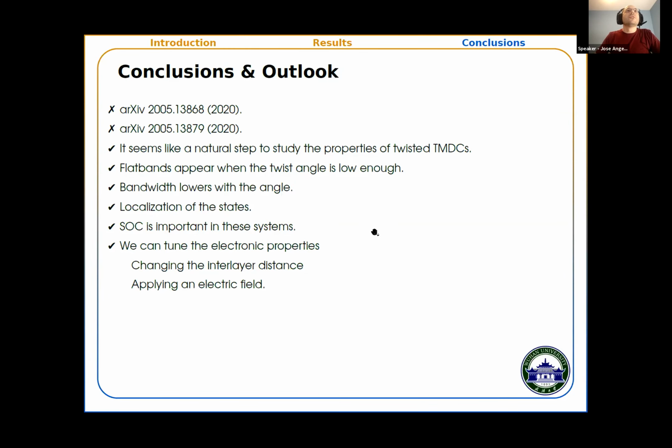So finally, some conclusions. All of these results you can find them in these two works on the arXiv. I hope that I have convinced you that it seems like a natural step to study the properties of twisted transition metal dichalcogenides, and it's actually quite interesting that flat bands appear when the twist angle is low enough, and that this bandwidth lowers with the angle, that the states are localized at different positions, usually the high symmetry positions of the system, and that for most of the calculation, spin orbit coupling is important, and actually it should be included in these systems. And finally, that we are able to also tune the electronic properties.